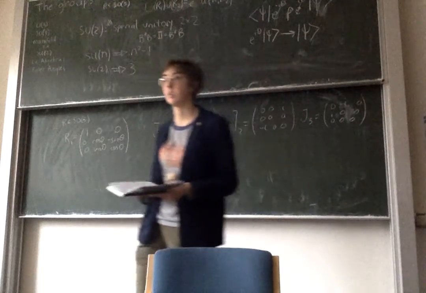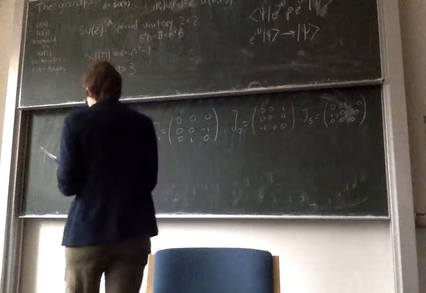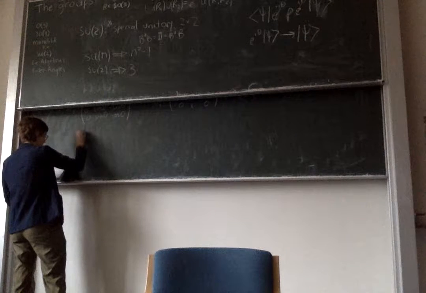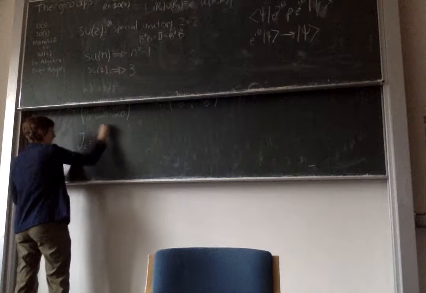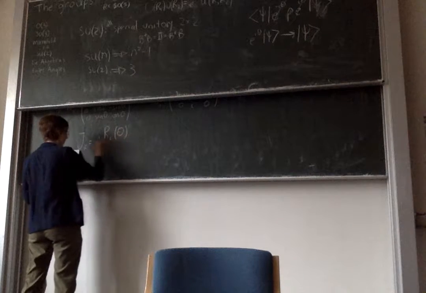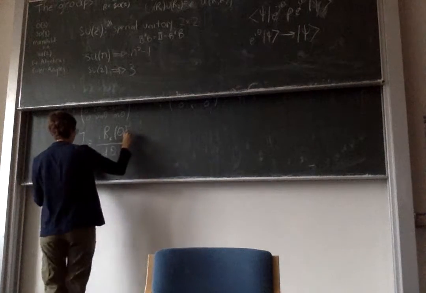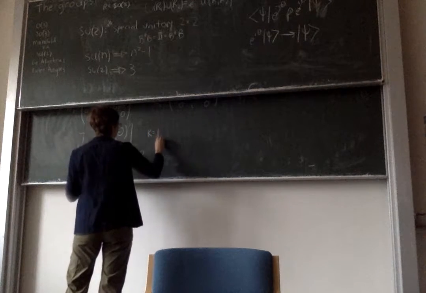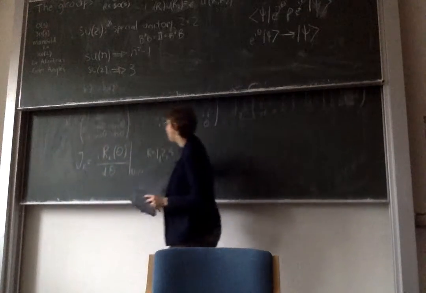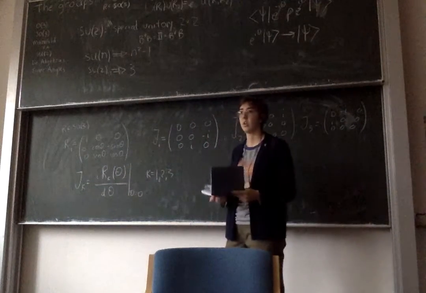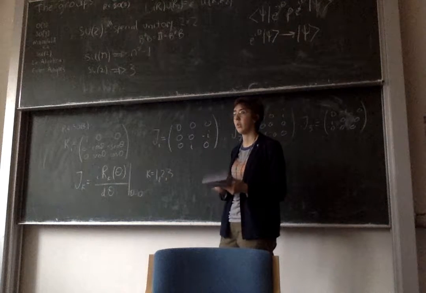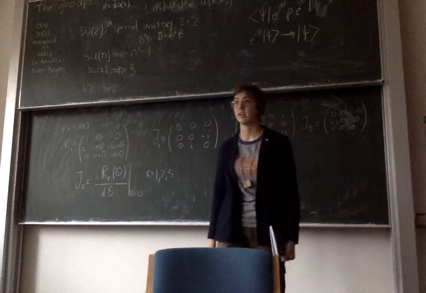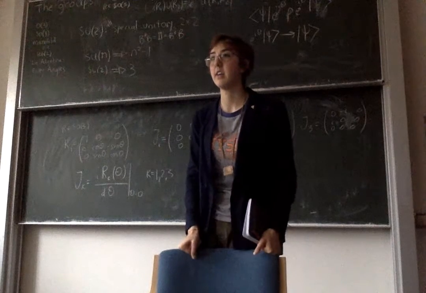Go for it. How are generators defined? What is a generator? A generator is defined as Jk equals i times the derivative of Rk of theta with respect to theta, at theta equals 0, where k, in this case, runs from 1, 2, and 3, for any Lie algebra of dimension 3 with some conveniently chosen element R. Yeah. Okay.